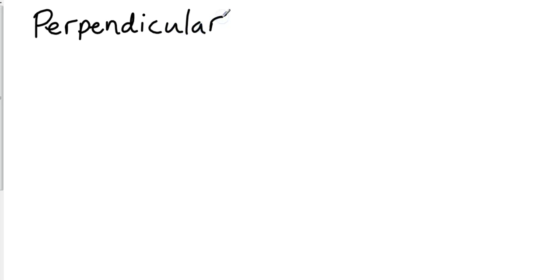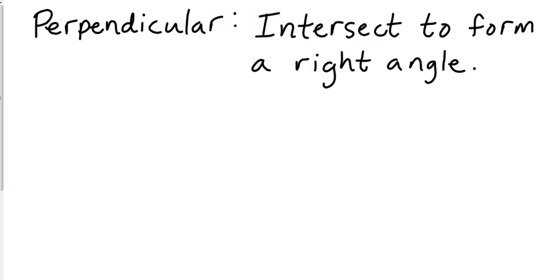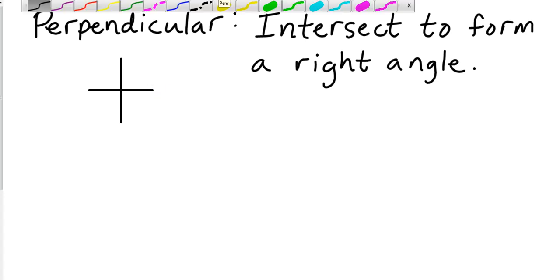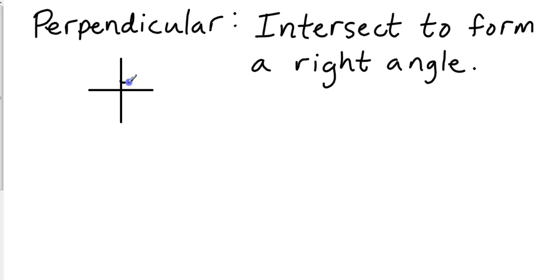Now let's look at perpendicular. Perpendicular lines. Okay, perpendicular lines intersect to form a right angle. So I might have something that looks like this, and I'm just going to sketch something really quick. Two lines that intersect to form a right angle. Okay, the little box means 90 degrees. Again, right angle.